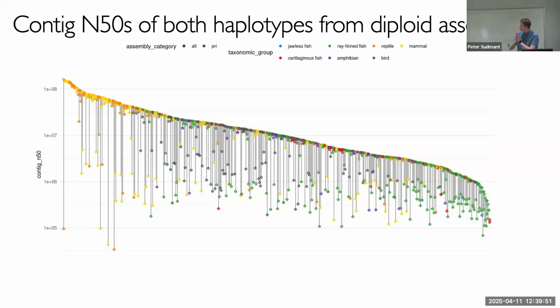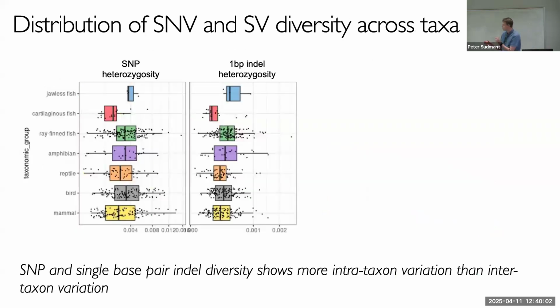So now, okay, that's cool. Then what we do is we take the two haplotypes and we compare them to each other and identify structural variants and SNPs and things like that. Then we can go back to that analysis that Molly Przeworski did, and we can look at the distribution of genetic variation across the world. So this is heterozygosity, the average rate of SNPs between the two haplotypes. And here's one base pair indels and SNPs.